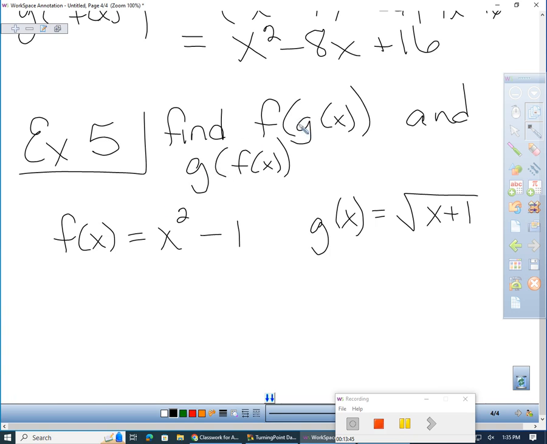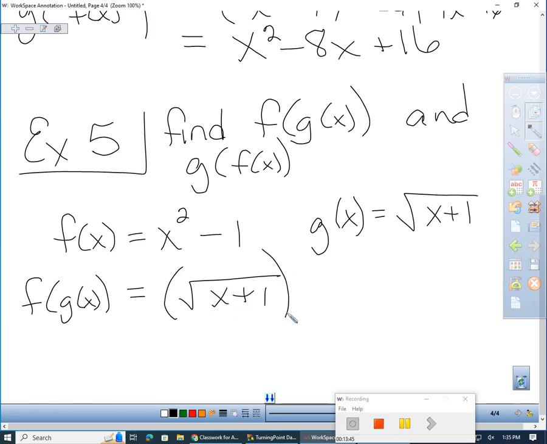All right, so let's start with f of g of x. Oops, I just wrote that wrong. F of g of x. So I'm going to take my g of x equation, which is the square root of x plus 1, and put it into my f of x equation where x is. So I have the square root of x plus 1 squared minus 1. Well, how do I square a square root? They cancel, exactly. So I'm going to have x plus 1 minus 1. So what does this one simplify to? X. Very good.